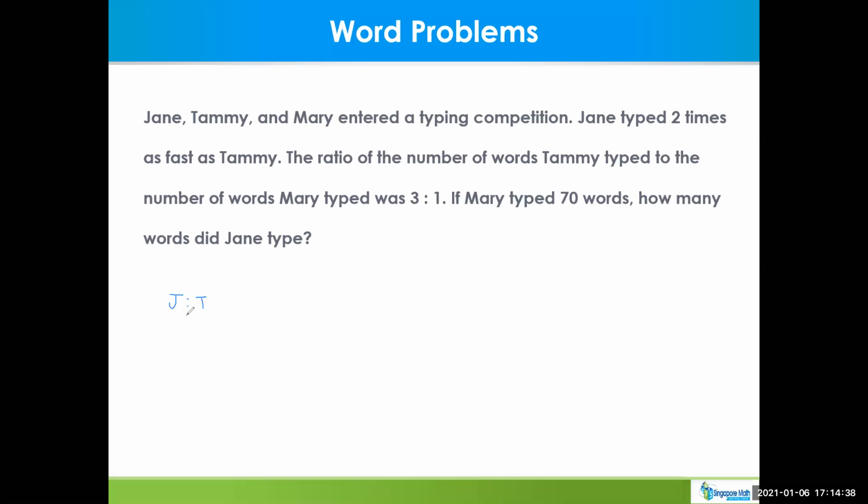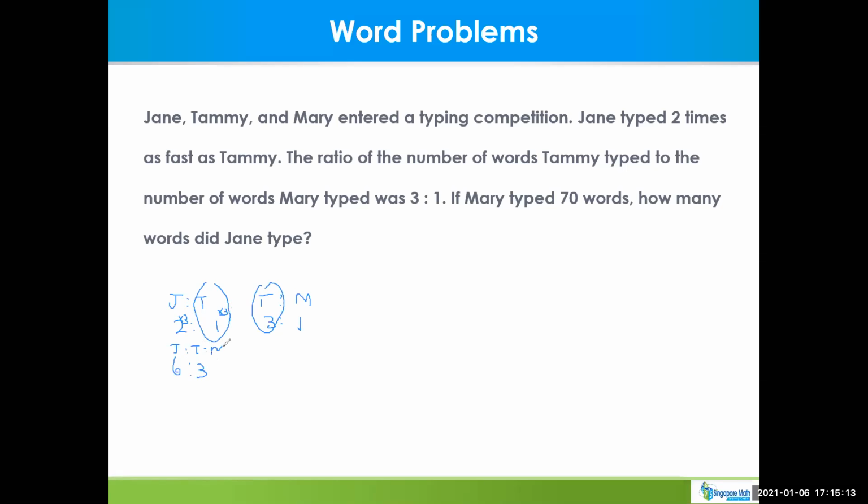Now, Jane to Tammy is 2:1, and Tammy to Mary is 3:1. So this one is 3 here, and this one is 1. We have to make sure the quantities are equal, so we multiply this by 3 and we multiply this by 3. So we get 6:3.